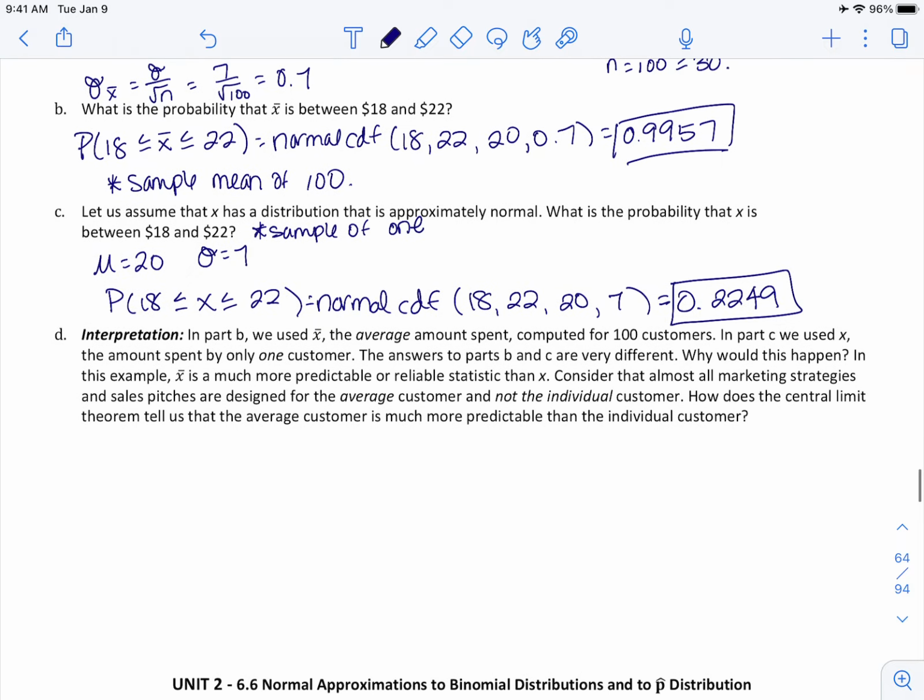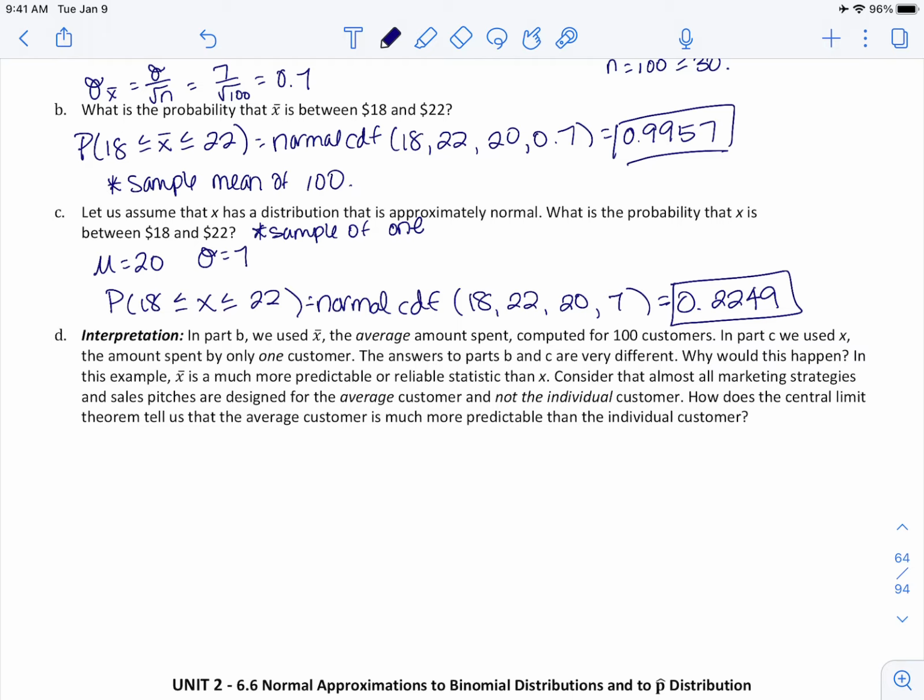So in part B, we used X bar, the average amount spent, computed for 100 customers. In part C, we used X, the amount spent by only 1 customer. The answers to parts B and C are very different. Why would this happen? In this example, X bar is a much more predictable or reliable statistic than X. Consider that almost all marketing strategies and sales pitches are designed for the average customer and not the individual customer.